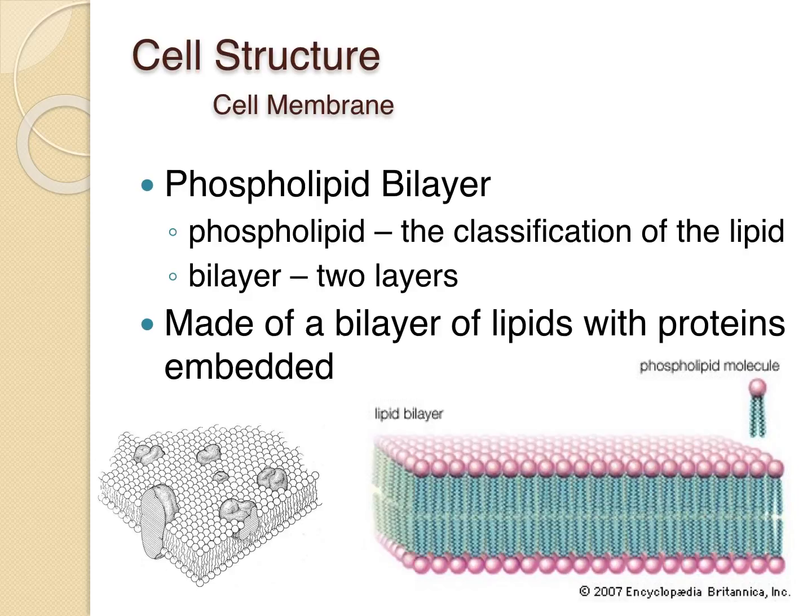When we break down the term phospholipid bilayer, phospholipid means the classification of the lipid, the type of lipid that it is. Bilayer just means two layers. So the cell membrane is made of two layers of lipids with proteins embedded. So the picture on the right shows the individual phospholipid molecule, and that's one of the lipids that we talked about in Unit 1.